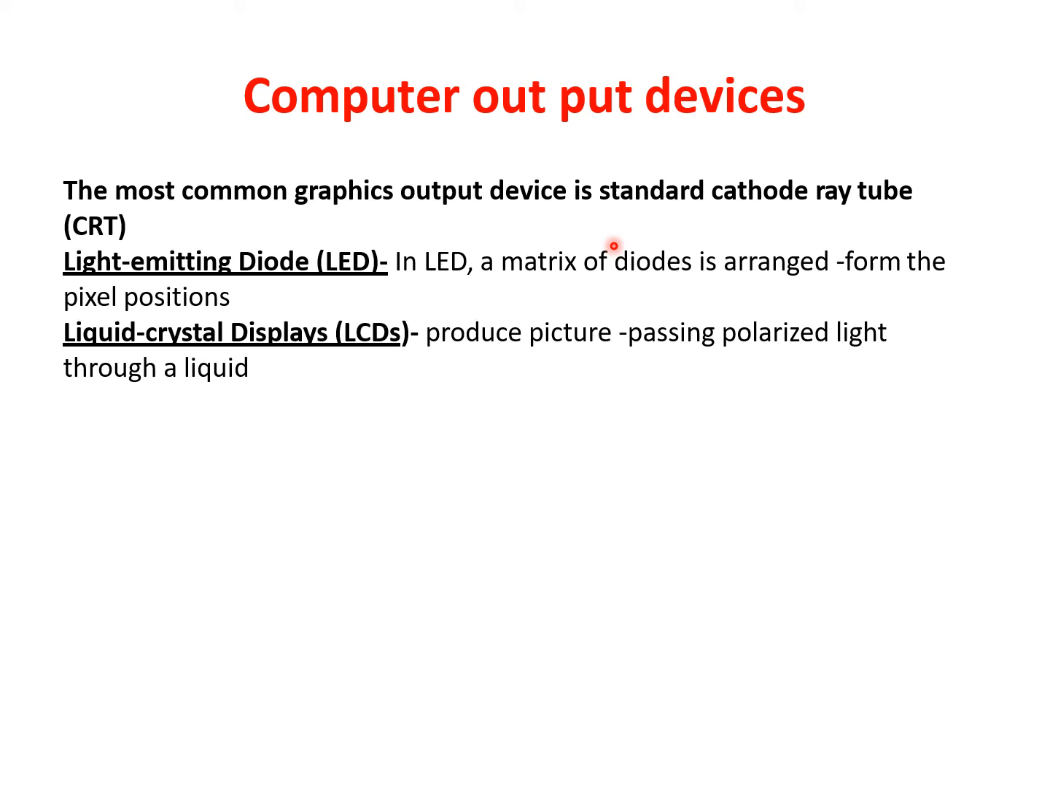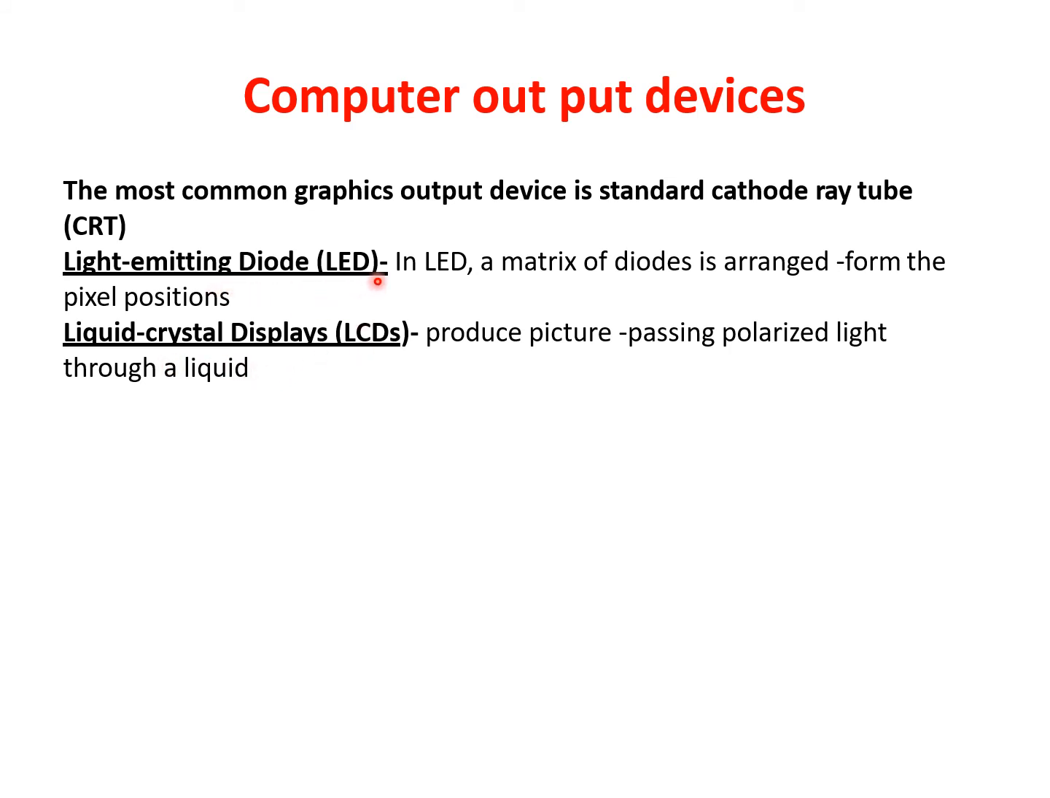Now let us see what those are. Output devices means, as you already know, the monitor. The monitor is our main output device. The most common graphics output device is the standard cathode ray tube. After that, we are now using LEDs and LCDs. Let us see what is meant by LED: light emitting diode. The next one is the liquid crystal display. This is very important: light emitting diode and liquid crystal display.